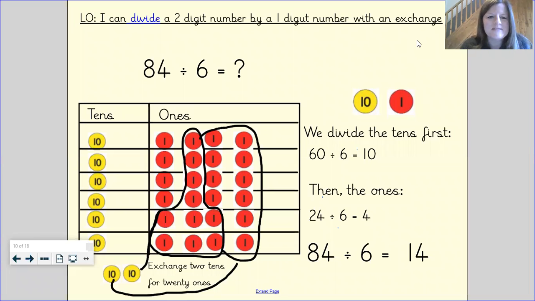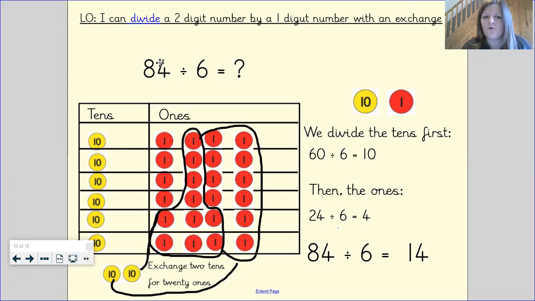Okay, so I left you doing this problem, 84 divided by 6. We're going to divide the 10s first, as we've been used to doing. So we've shared our grid into 6 equal rows, 6 equal sections, and we're dividing our 10s by those. And it leaves us with 20. And we're going to exchange 2 10s for 20 ones, as we did previously.